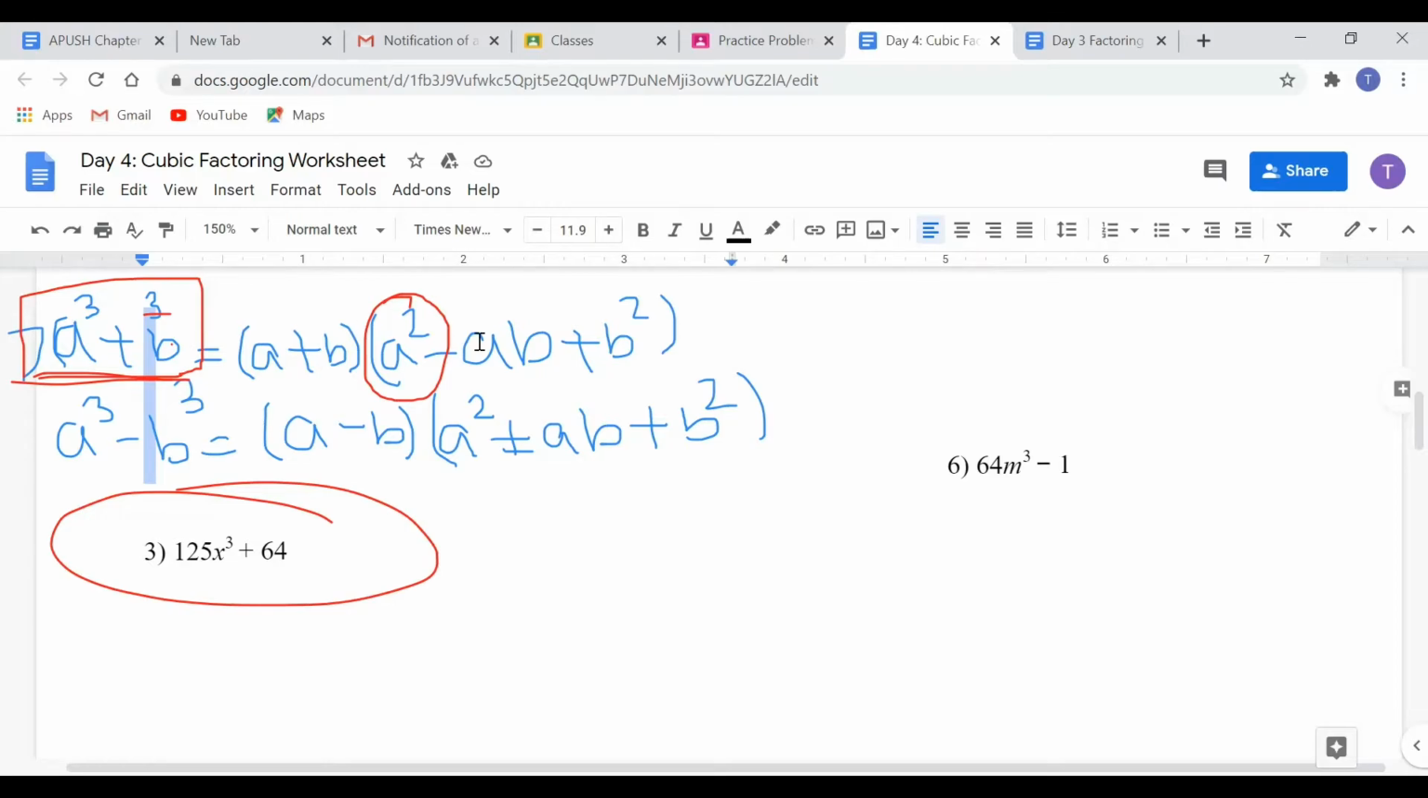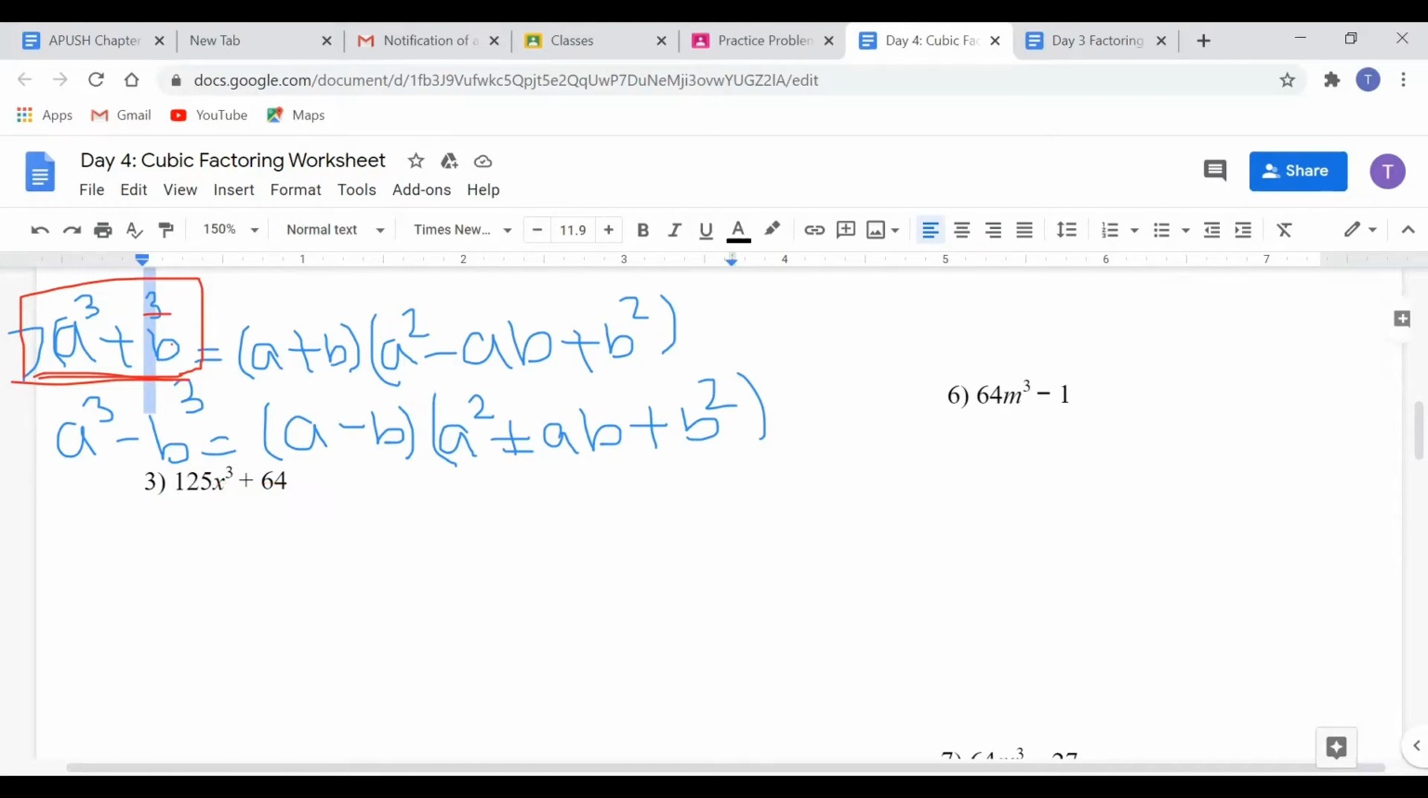Okay. Zarif, are you done or close to being done? Or are you stuck? Okay. No worries. I'm here to help. Scroll a little bit down.